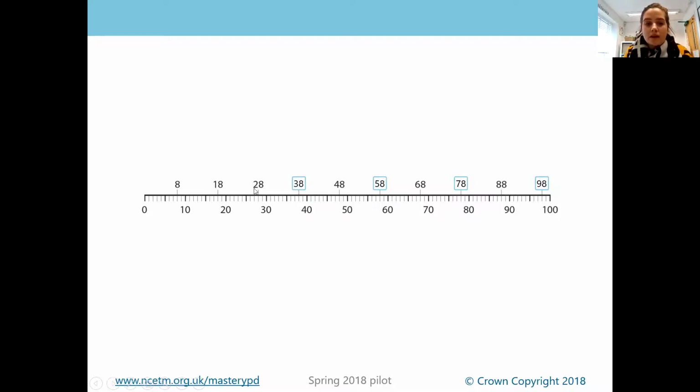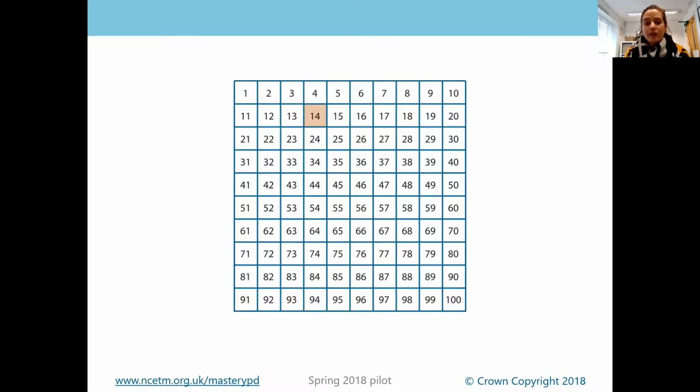We can see 1, 2, 3, 4, 5. But we know that that doesn't mean 5. It means 5 groups of 10. 5 groups of 10, 6 groups of 10, 7 groups of 10. Excellent. And if we look at this across a 100 square, you can see that we've also got patterns.